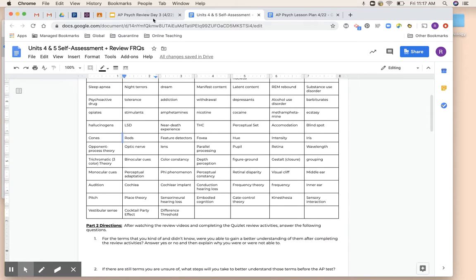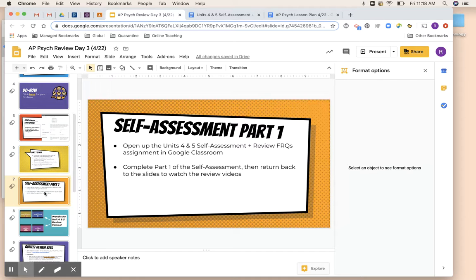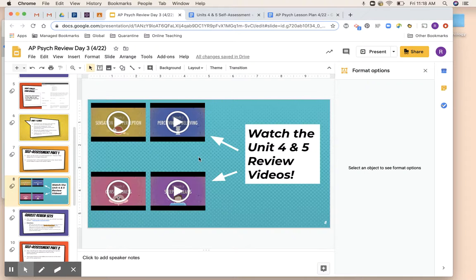So you're going to do your self-assessment. After you self-assess, do not go into part 2. Go back to the slides, all right? You're going to go back to the slides, and there are some handy crash course videos. I was going to make my own review lecture videos. However, I think the crash course ones really just do the best job of getting into the nitty-gritty of these.